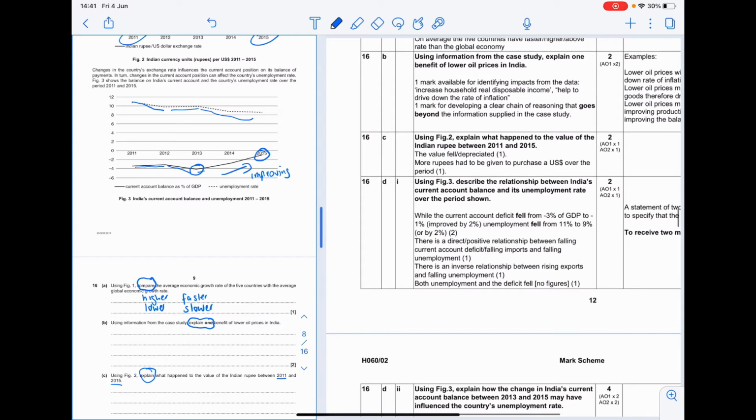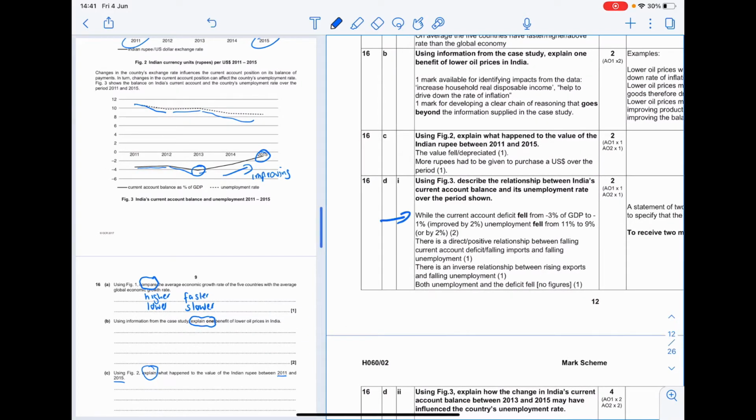So it says over here, while the current account deficit fell from 3% of GDP to 1%, so it improved by 2%, unemployment fell. So when it improved, then the unemployment fell. Then you say there's a direct positive relationship between the falling current account deficit, falling imports, and falling unemployment.